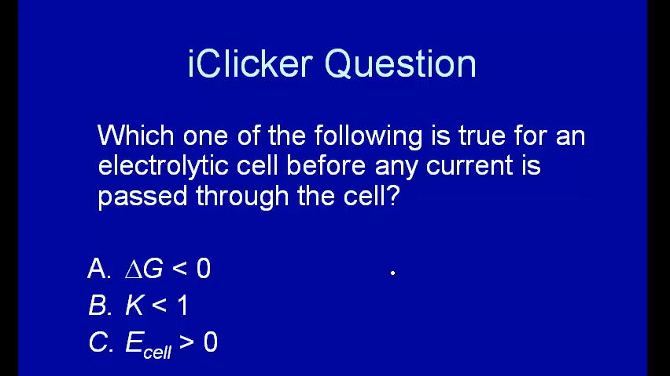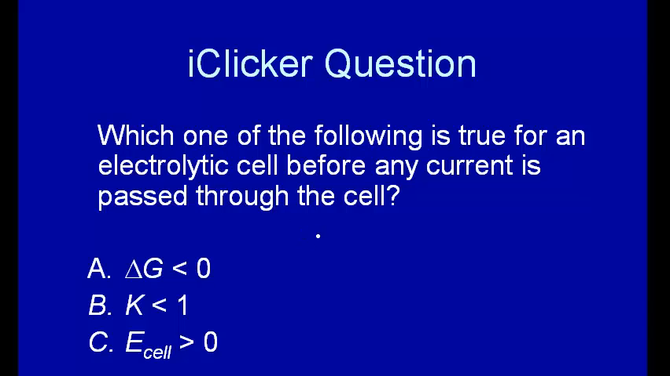Here's a clicker question we didn't get to in class, but let's look at this anyway. Which one of the following is true for an electrolytic cell before any current has passed through the cell? So remember, for an electrolytic cell, you set it up and you don't turn on the battery yet. The reaction will not go as written. The reason that you have the battery in the circuit is to drive the reaction in a way that it wasn't normally going. So in fact, it's a non-spontaneous reaction.